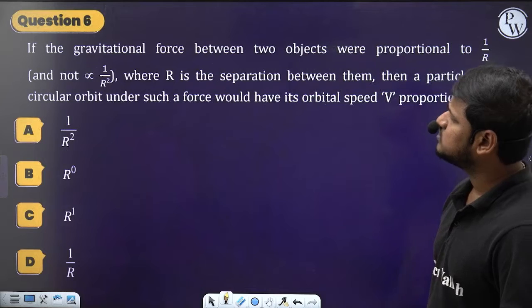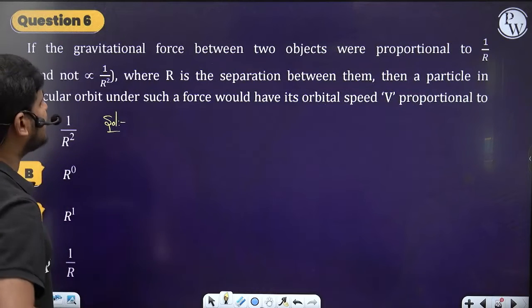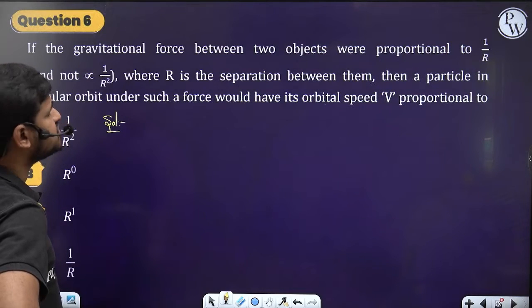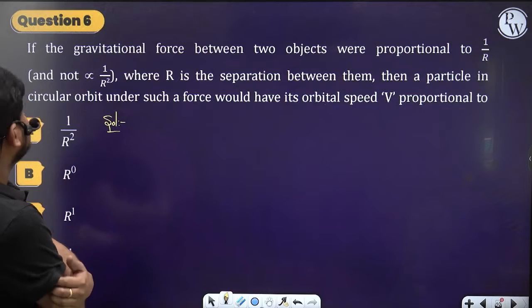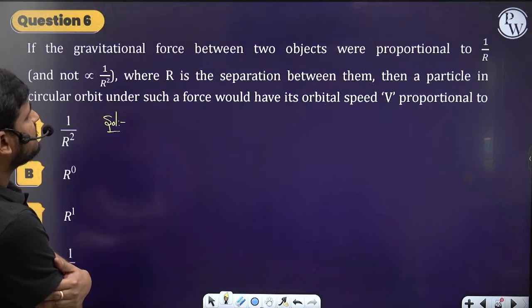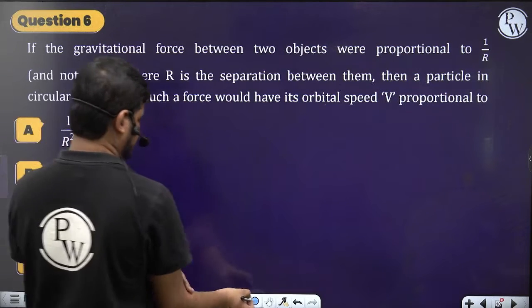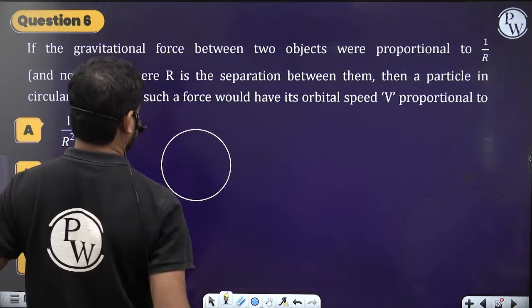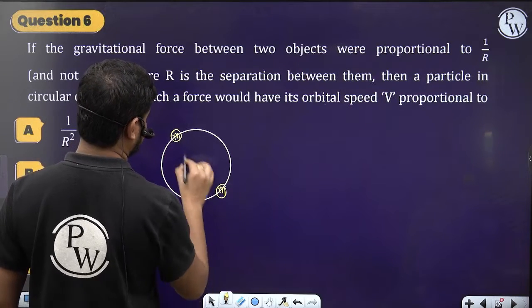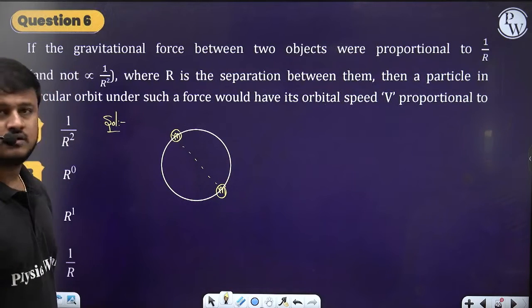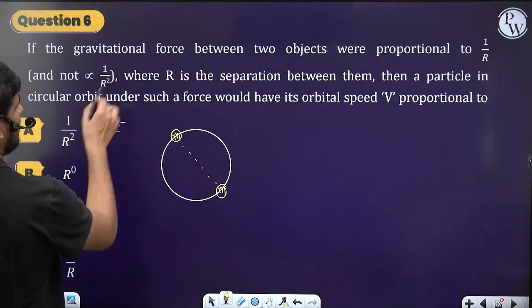So let's take one more question. What does the question say? If the gravitational force between two objects were proportional to 1 by r, not 1 by r square, where r is the separation between them, then a particle in circular orbit under such a force would have its orbital speed v proportional to what? See here, again the same question. There are two objects. Here is one mass m and here is one mass m, let's suppose. So obviously the distance between them will be like this, 2r.